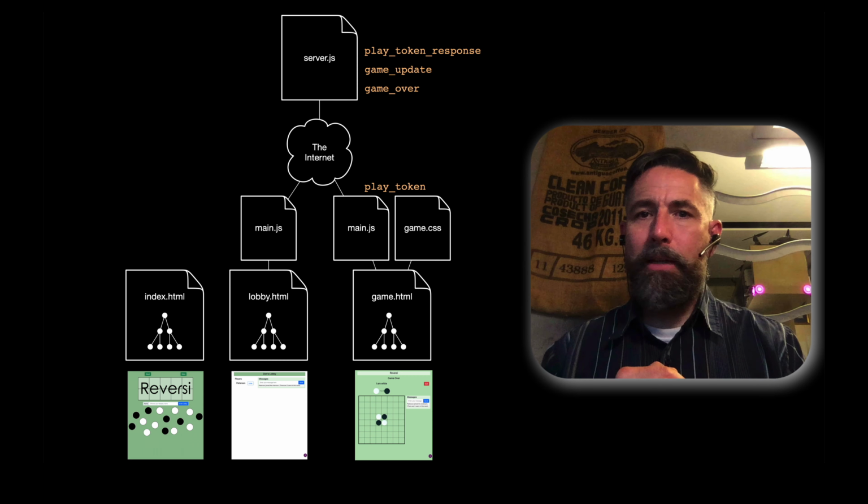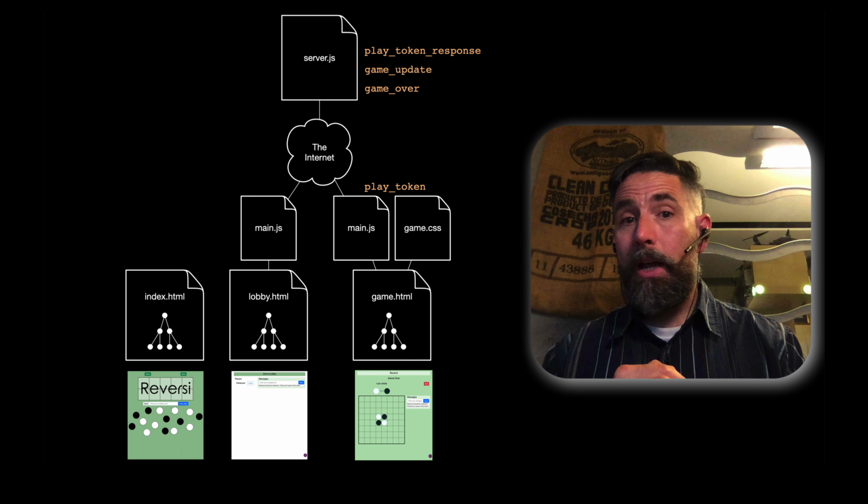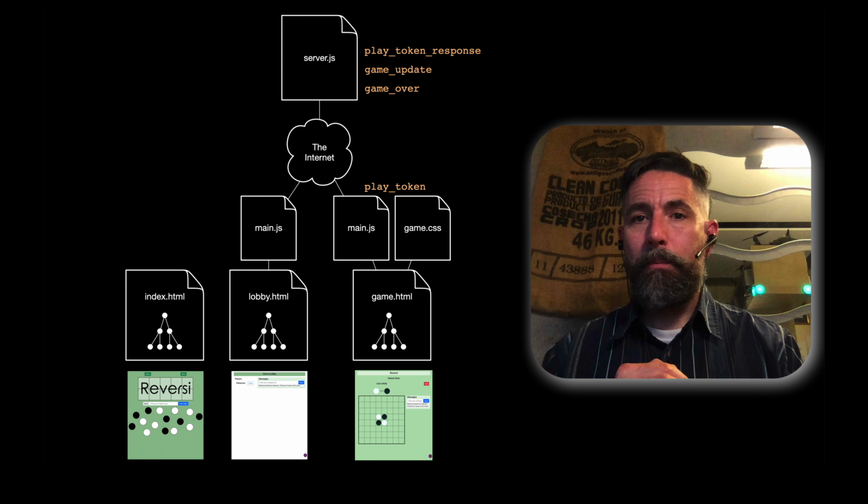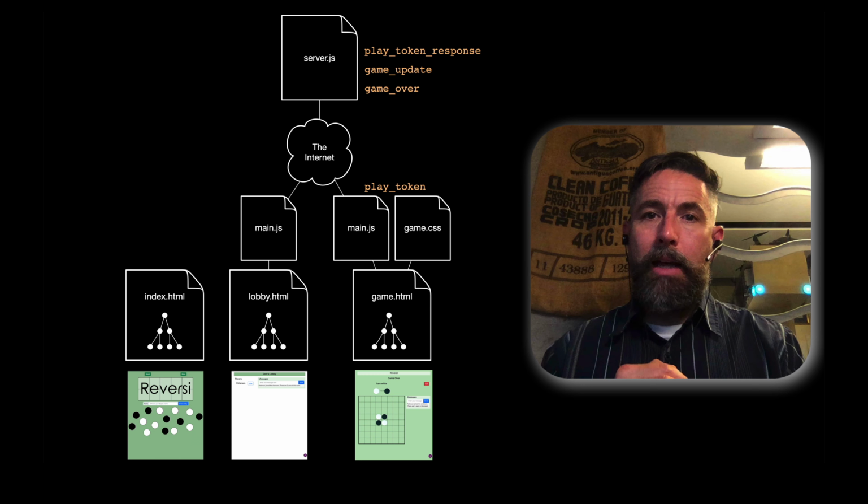For example, the chat messaging system is going to be almost the same. Whichever HTML page you're working with that incorporates the main.js file, it will be communicating over the internet to the server.js program. That might be running on your localhost or it might be running on Heroku. Your main.js will send play token commands to the server.